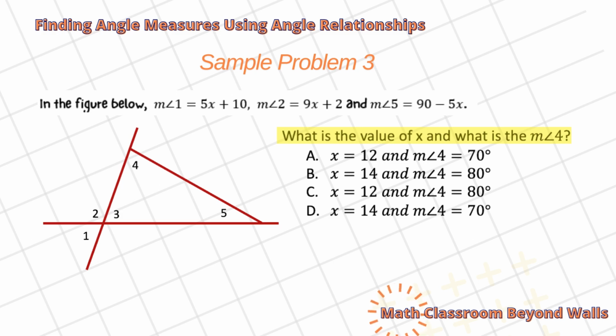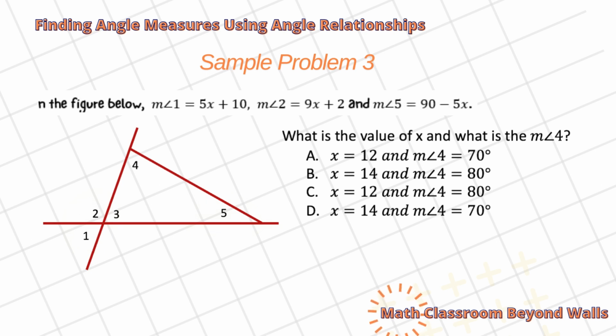What are we given here? A figure is given with the expression containing variable x for the measure of angle 1, the measure of angle 2, and the measure of angle 5. Let us examine the figure carefully and determine the relationships that exist between the angles.